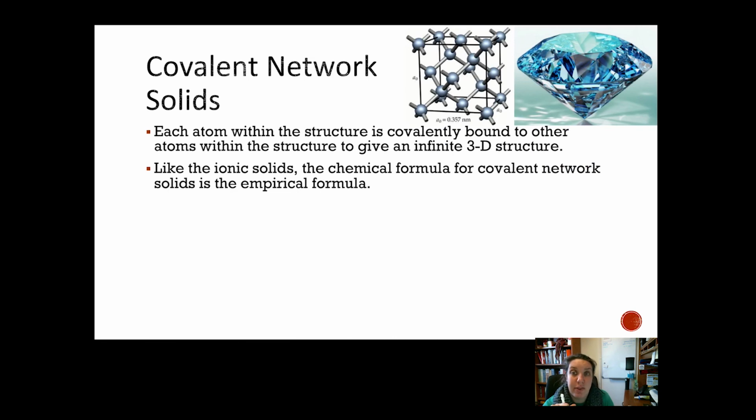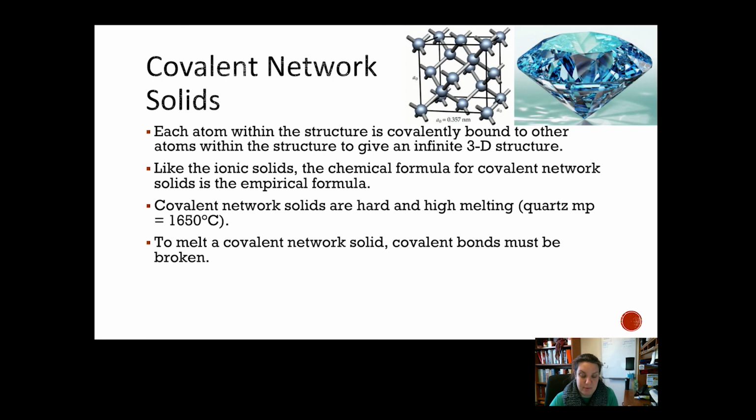Usually our covalent network solids that are elemental in nature, so only one atom type, are going to be in group 4A, so carbon, silicon, those types. We also have ones that are compounds, like SiO2, silicon dioxide, for like sand and quartz and stuff like that. Covalent network solids are hard and high melting, usually very brittle as well, because they have rigid structures like ionic solids. High melting because in order to melt a covalent network solid, we have to break our covalent bonds.